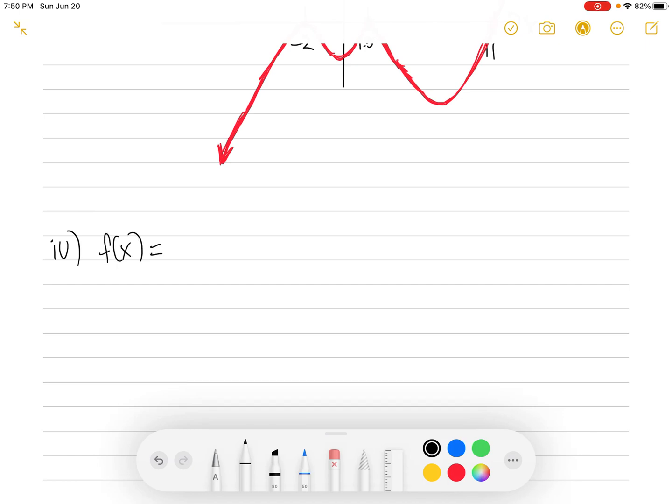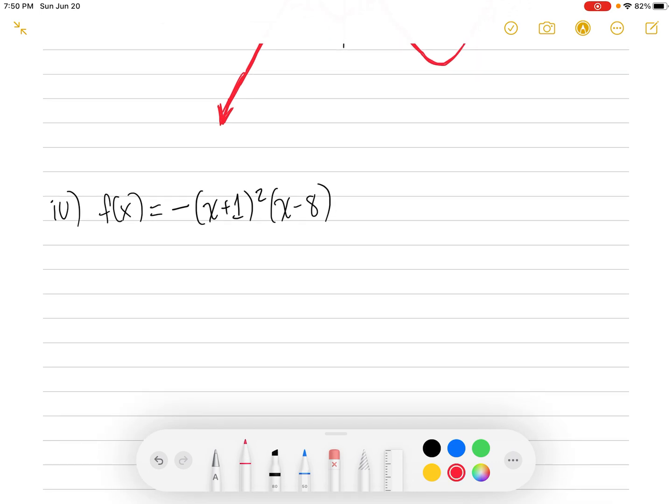See if I have a number 4 here. Here's my function f of x equals minus x plus 1 squared times x minus 8. So what do we do first? First, we're going to look at the end behavior. So right end behavior and then left end behavior. So on the right side, as x goes to infinity, what does y do?